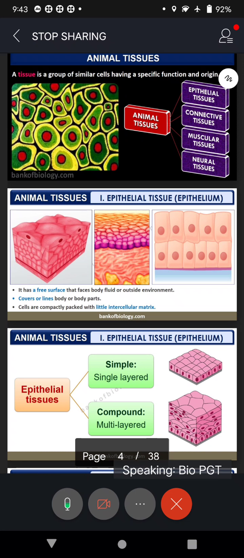And the third one is, I am sure all the boys' favorite, muscular tissue. You are seeing so many Hollywood and Bollywood movies. Hrithik Roshan. Who is that?